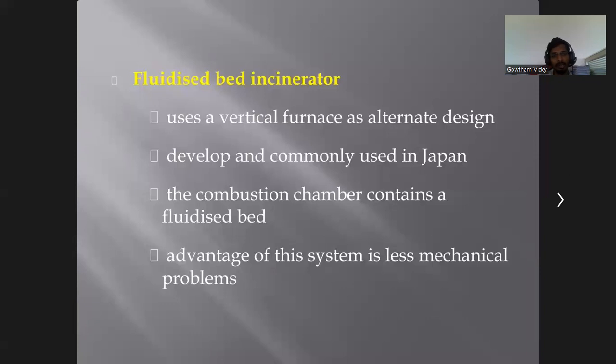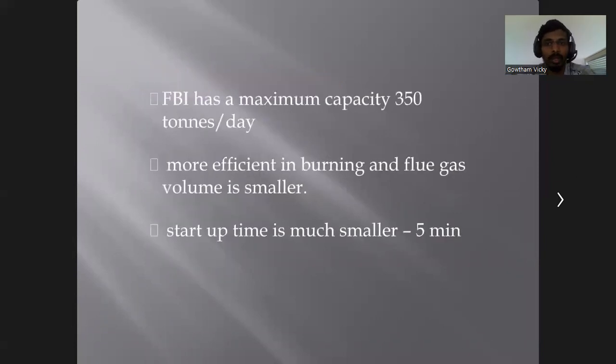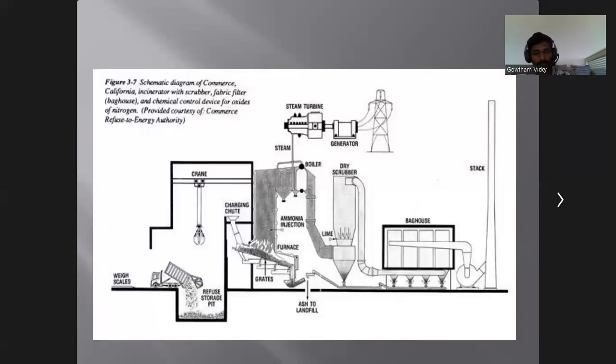The fluidized bed incinerator is used in a vertical furnace as an alternate design. It was developed and is commonly used in Japan. This combustion chamber contains a fluidized bed, and the advantage of the system is fewer mechanical problems. The FBI has a maximum capacity of 350 tons per day, and it is more efficient in burning, with flue gas volumes in smaller size. And the startup time is much smaller, under 5 minutes.